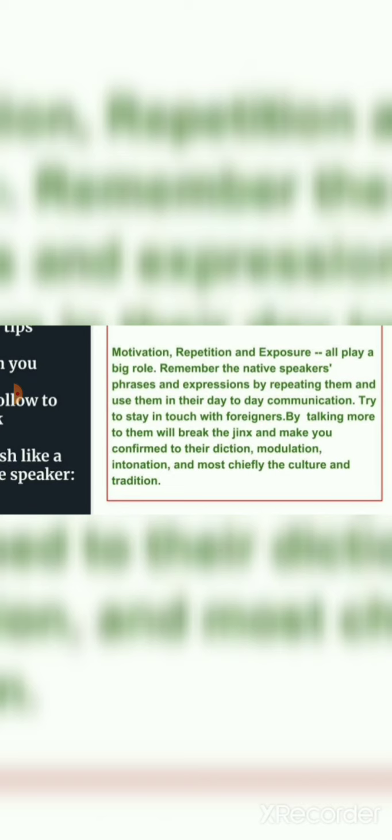Motivation, you need to boost up. Repetition, repeat the things which slides I had given you today in the session. Please pen down, repeatedly watch them, repeatedly use them in your daily speaking. And exposure, start throwing these phrases in your language. All play a big role.